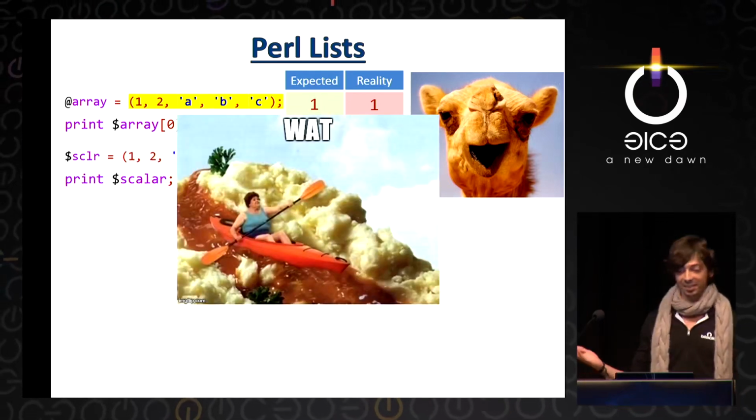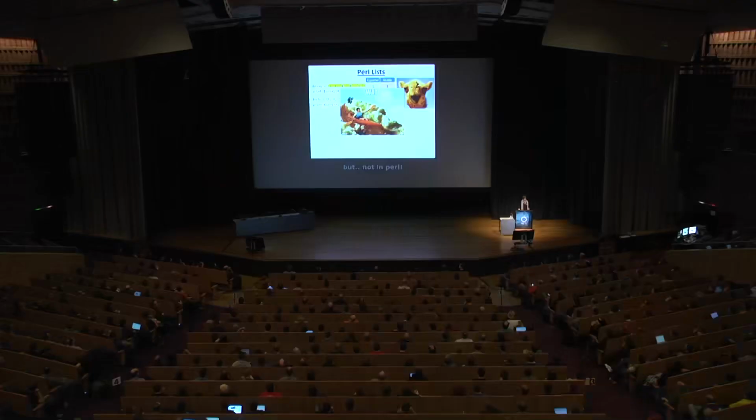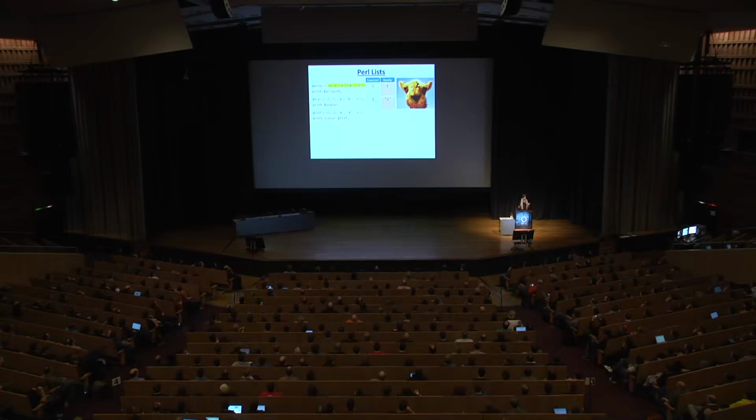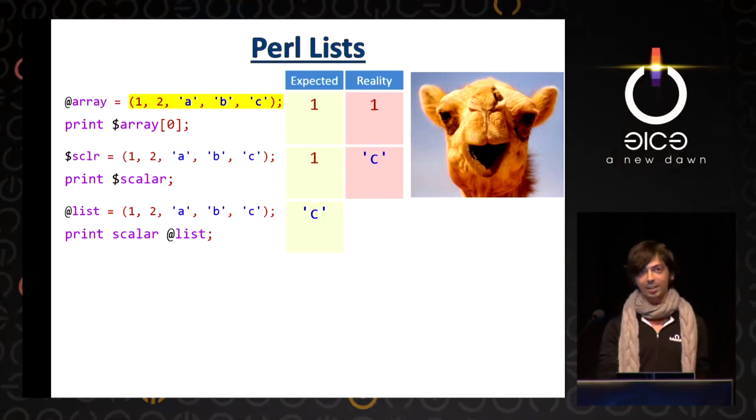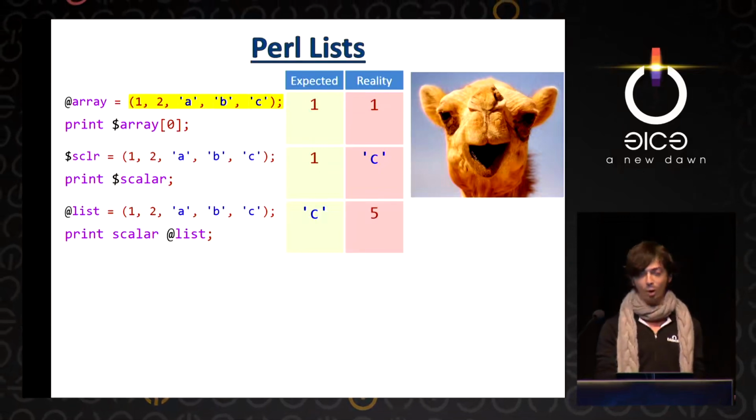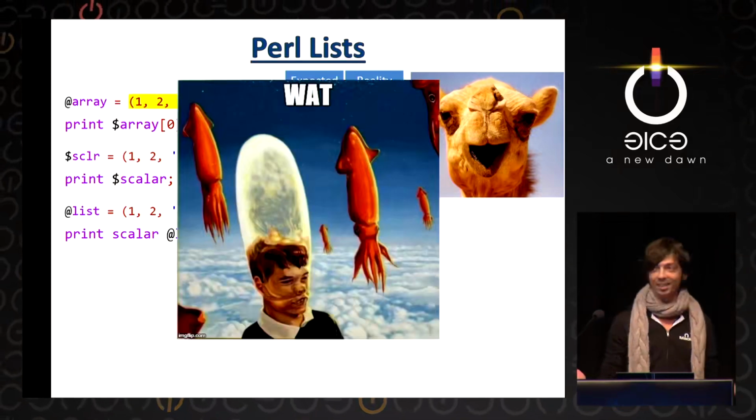What? Okay. Although that only happens unless we cast the list as a scalar, in which case, instead of printing C, like the previous example, it'll print 5, the number of elements in the list. What?